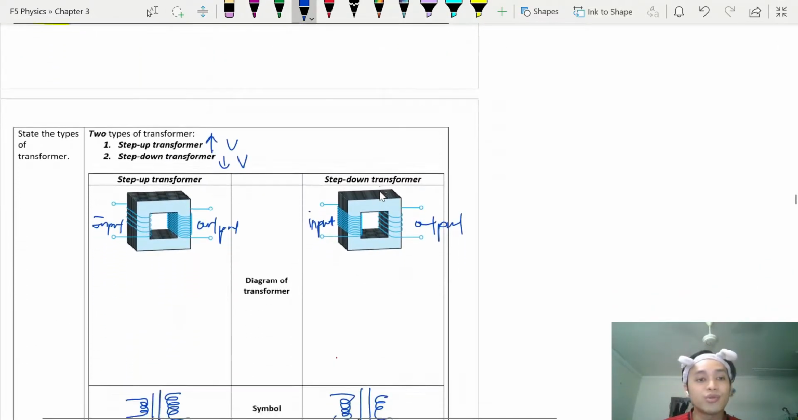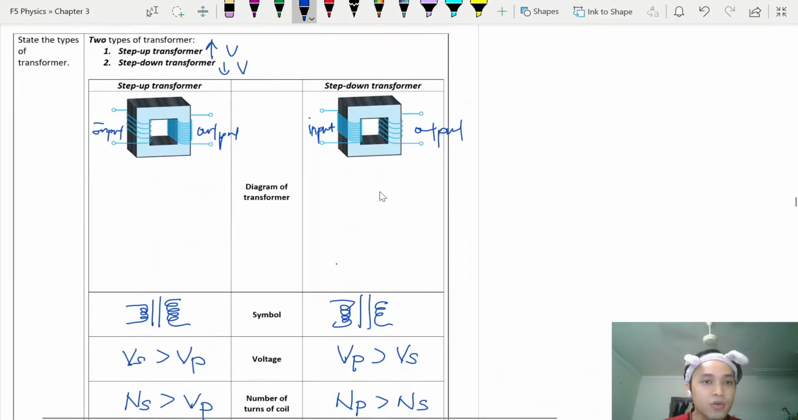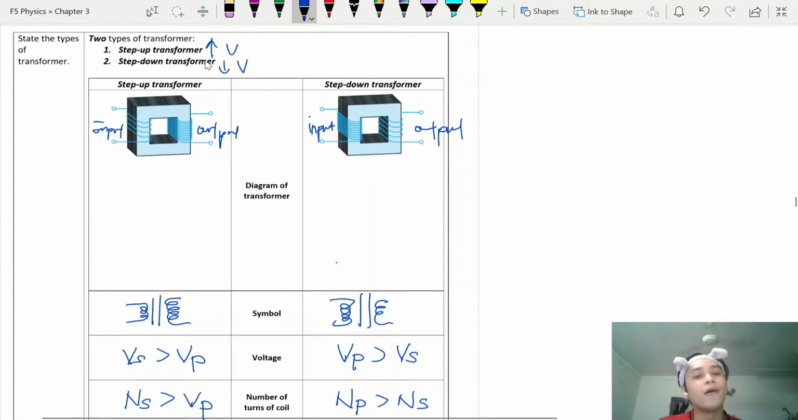Then you learn about two types of transformer: step up and step down. Up is to increase your voltage, down is to decrease your voltage. It's actually very logical. If you want to increase your voltage, your primary coil must have less turns and your secondary coil must have more. Your input is less coil, your output is more coil, then only you can increase your voltage. If you step down, it's the other way around.